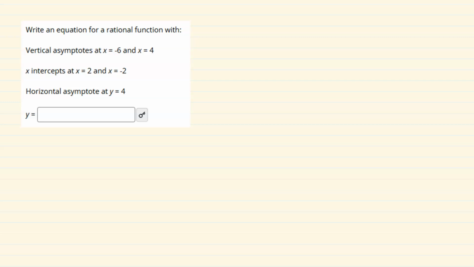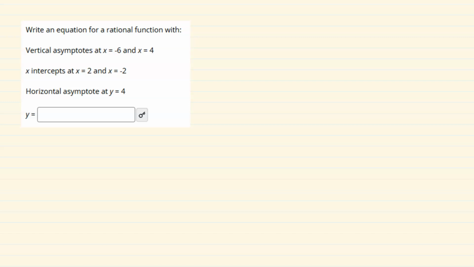Okay, we're going to write an equation for a rational function, which means that it's going to be a function where the variable will be on the numerator and denominator of a fraction. And we are given the vertical asymptotes, the x-intercepts, and the horizontal asymptote.